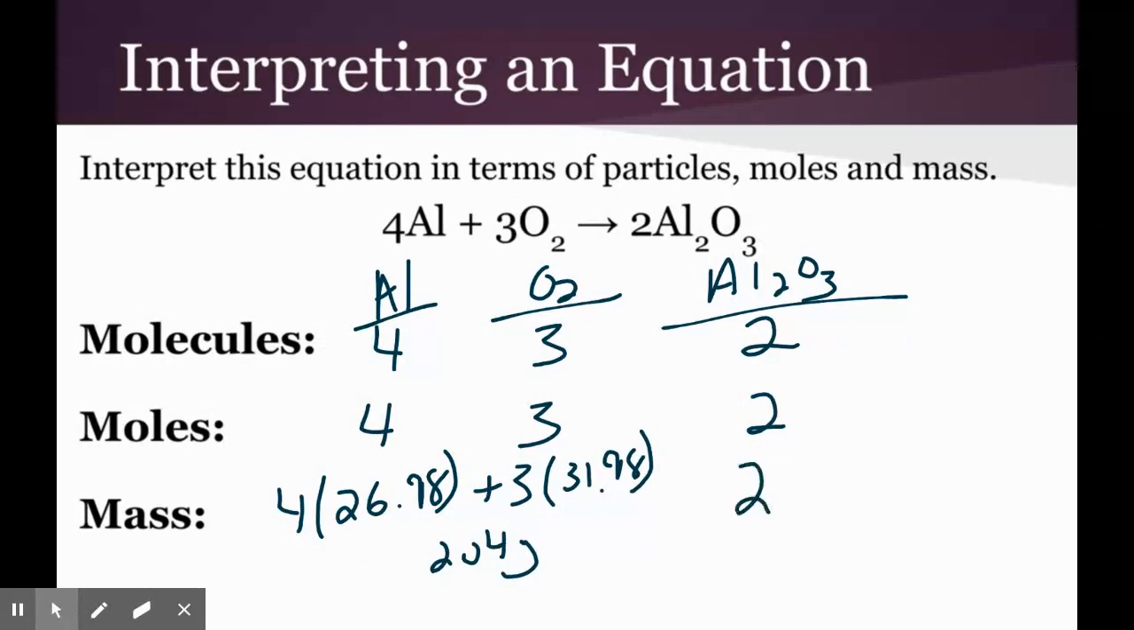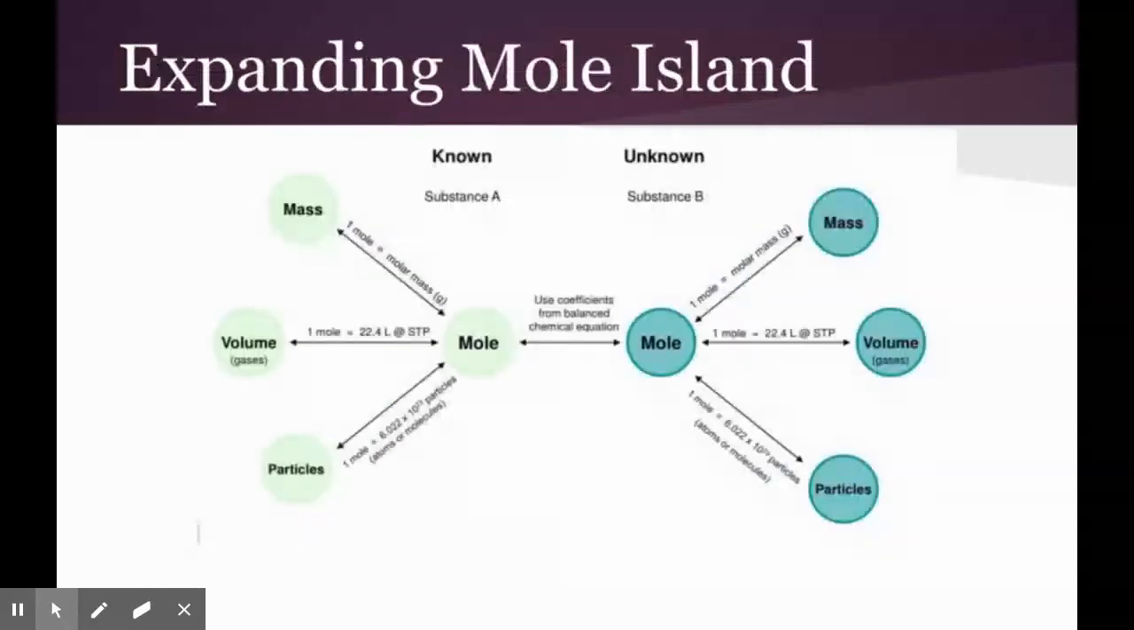For the products, we multiply 2 moles times the molar mass of aluminum oxide, which is 101.93, and that gives us 204 grams of aluminum oxide. So if we look, the number of moles on the reactant side is 7 versus 2 moles on the product side. So number of moles is not conserved, but if we calculate the mass of each reactant and product, we see that mass is conserved between the reactants and products.